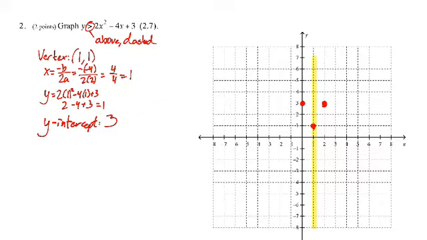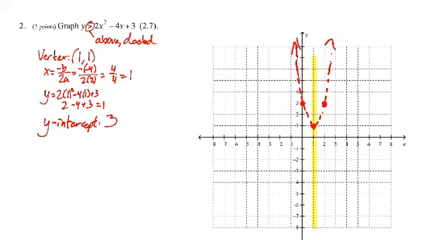Now we can start connecting our points. So this is our vertex, it's our lowest point. We have to have a dashed curve. So it's going to look something like this. It's not perfect, but for what we need, it's going to be good enough.